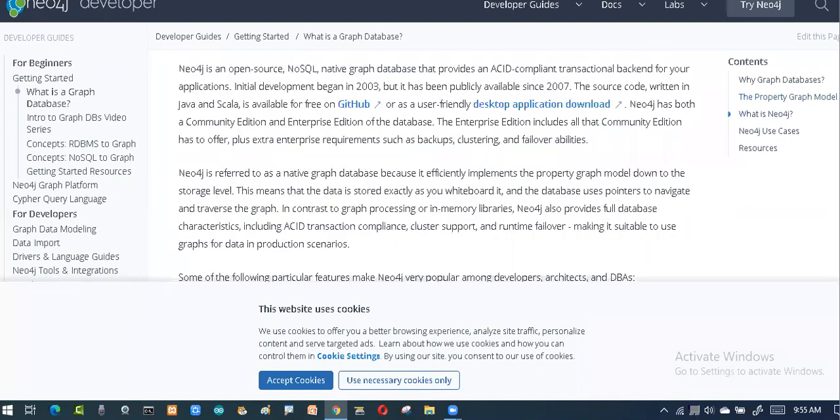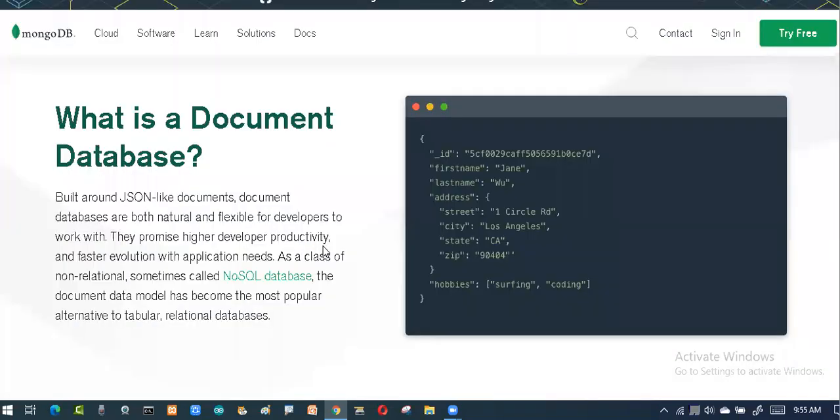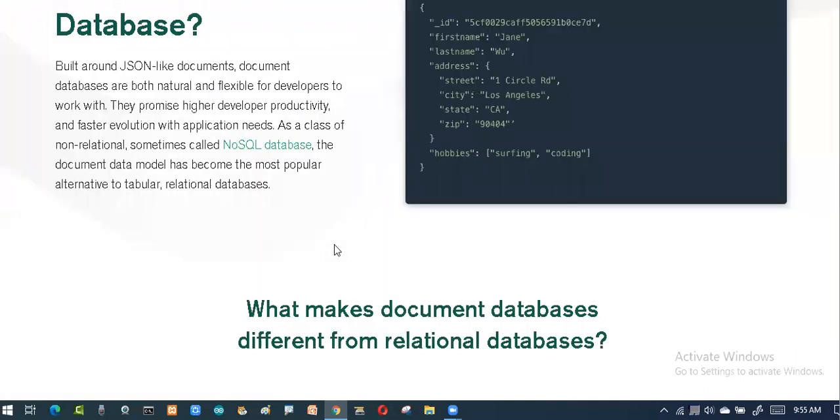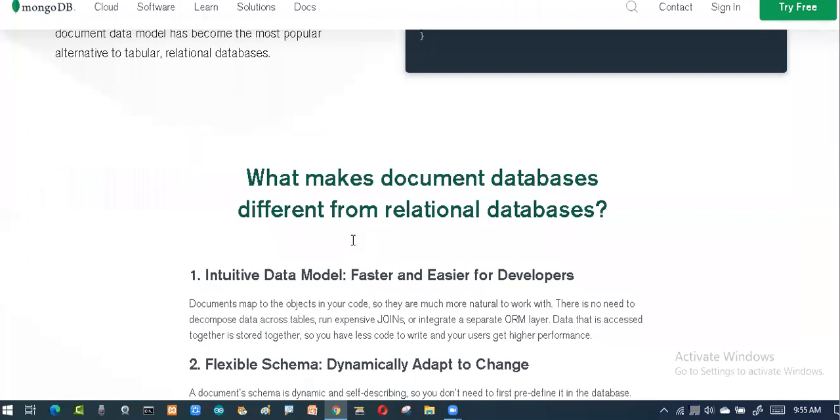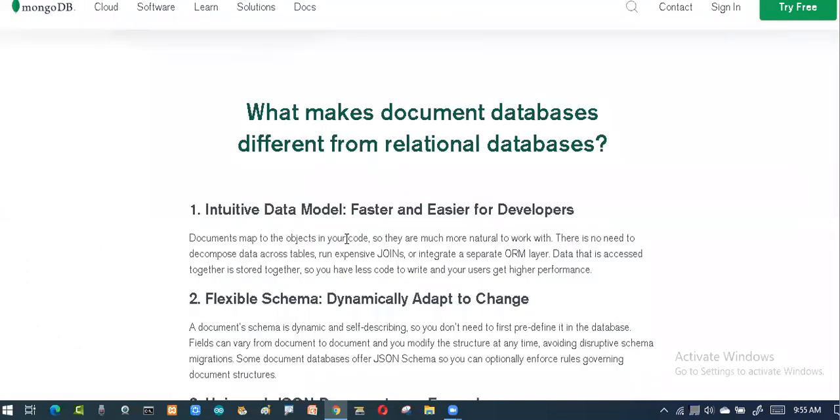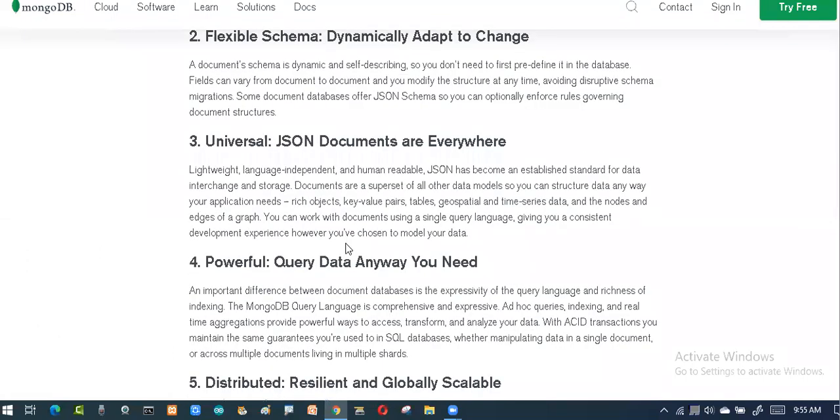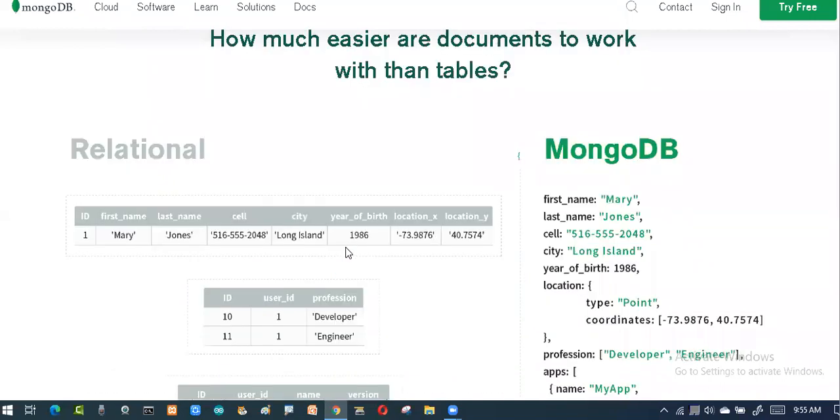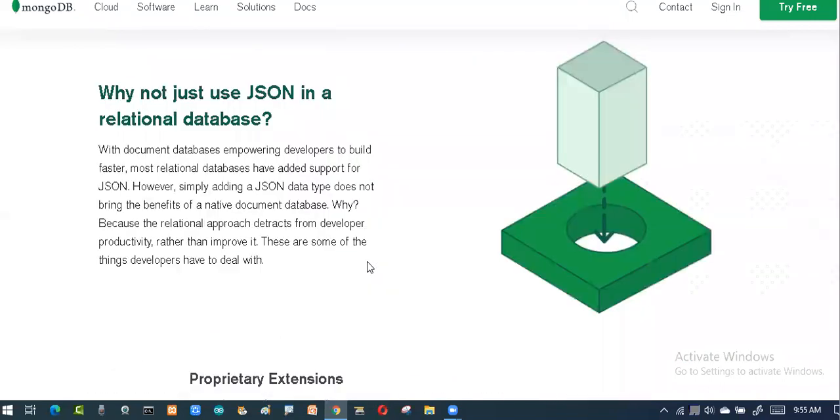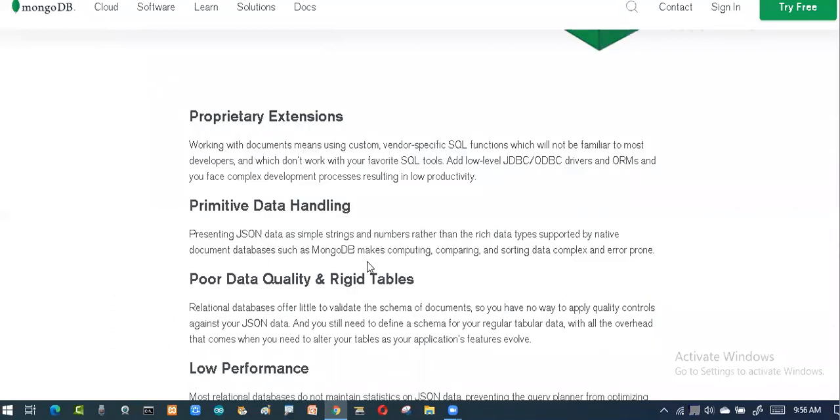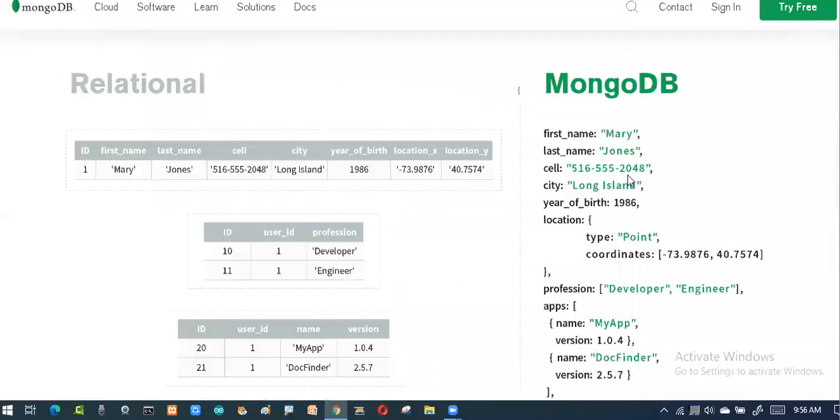And the last one is something called a document database. Now, what is this document database? I'll show a sample of how the data looks. Yes, this is the document database. If everyone can see this one, MongoDB.